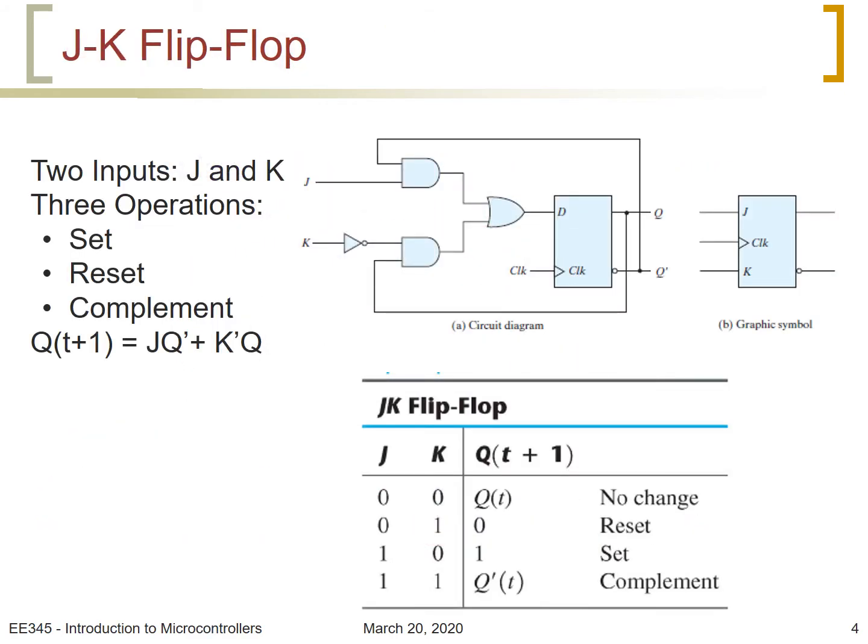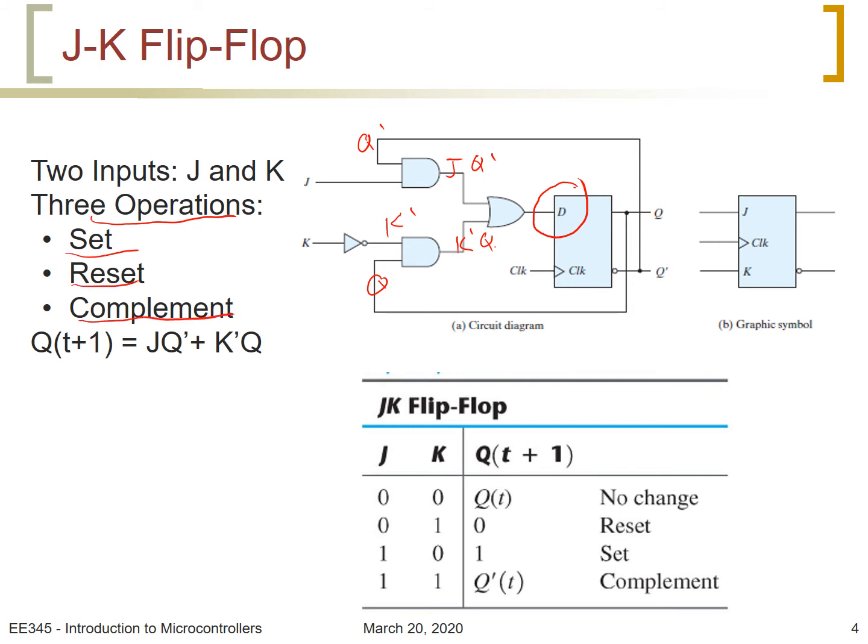We start with the JK flip-flop, which is a very famous one actually. The JK flip-flop is constructed as follows. The D input of the D flip-flop gets J and Q prime, or K prime and Q. And therefore, the flip-flop will have three operations: set, reset, and complement.